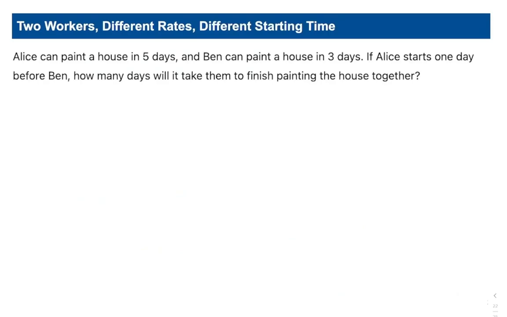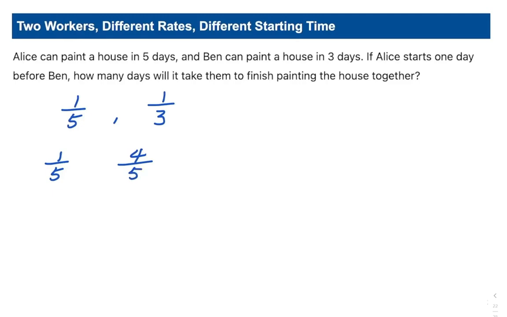Now let's see a problem with different starting time. A can paint a house in 5 days, so each day she can accomplish 1/5 of the house. B can paint a house in 3 days, so B can accomplish 1/3 of the house each day. A starts 1 day before B, so A starts 1 day and she will paint 1/5 part of the house, and there are 4/5 left.